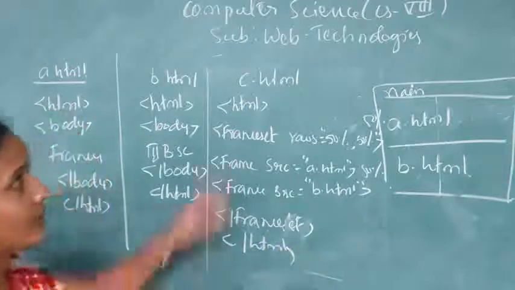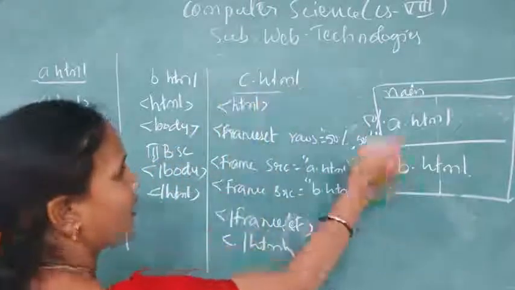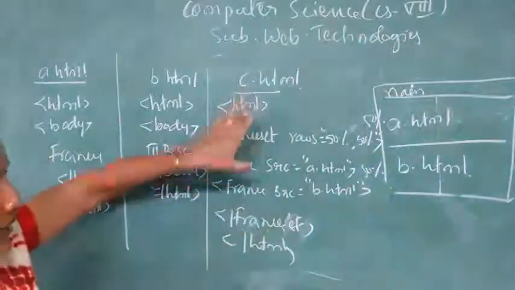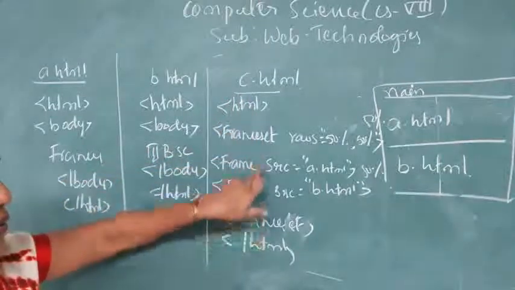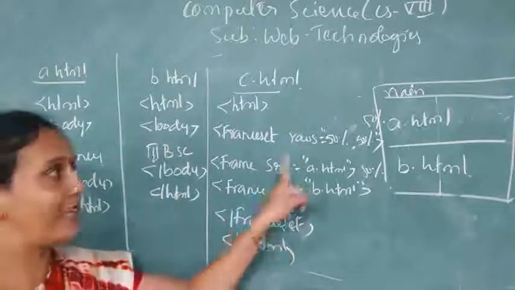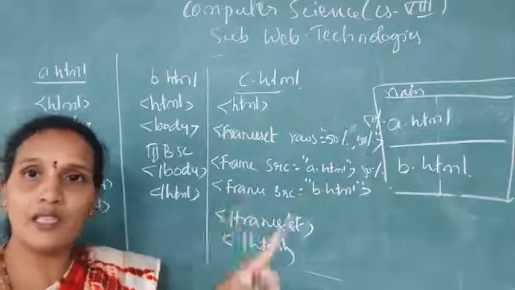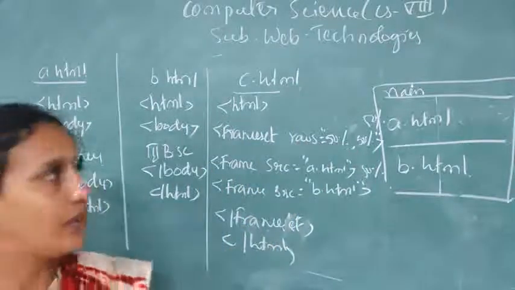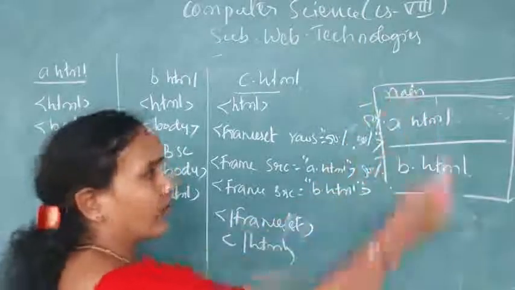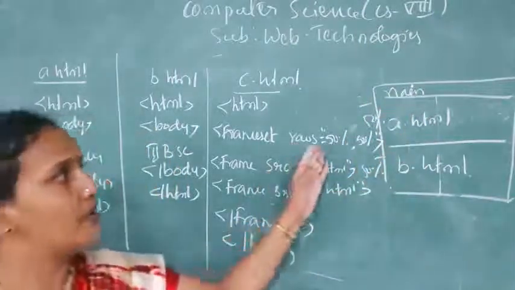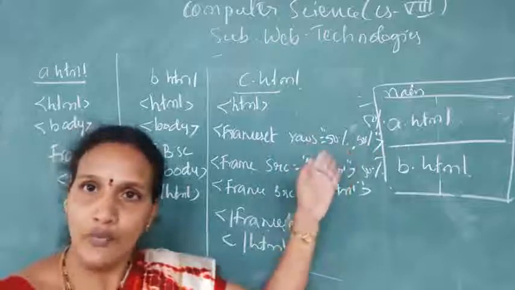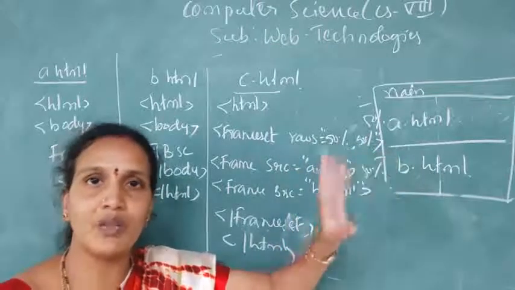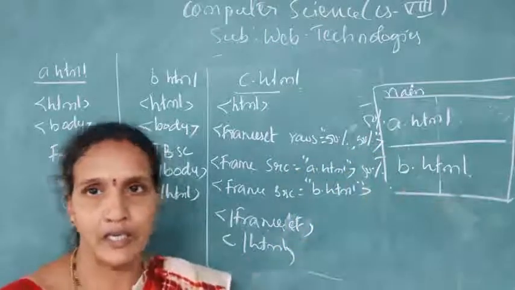So when you execute c.html, you will get this output, because in this file I have given the code to divide the browser window into 2 rows, the size of each row, and the name of the file to be executed in those frames. Here this is the first frame, and this is the second frame. You can give 30%, 30%, 40%, or 40, 30, 30 also, but when you add them it should be 100%.